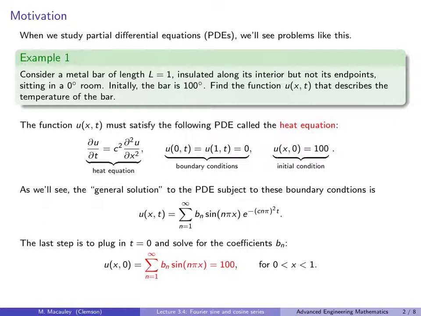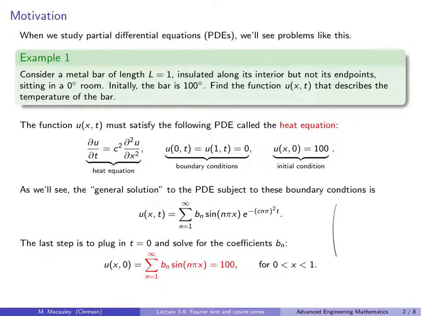So to summarize, the last step of this is to plug in t equals 0 and solve for the coefficients. This is like what we do with regular ODEs. If I say this is the general solution and this is the initial condition, well, you've got to plug in 0 and set it equal to the initial condition and solve for the constants. So if we do that, we plug in 0 into here, the exponential goes away, and we get a Fourier series of sine waves, and we have to set that equal to 100. Now, how do we do that?